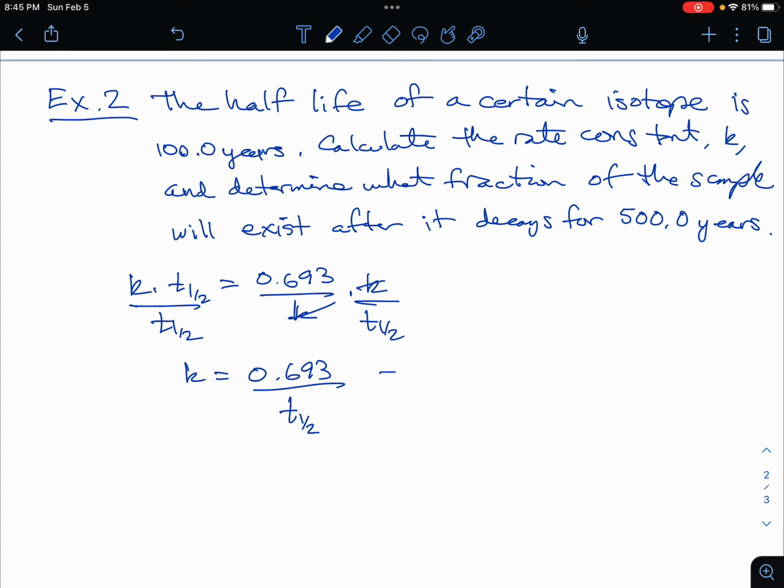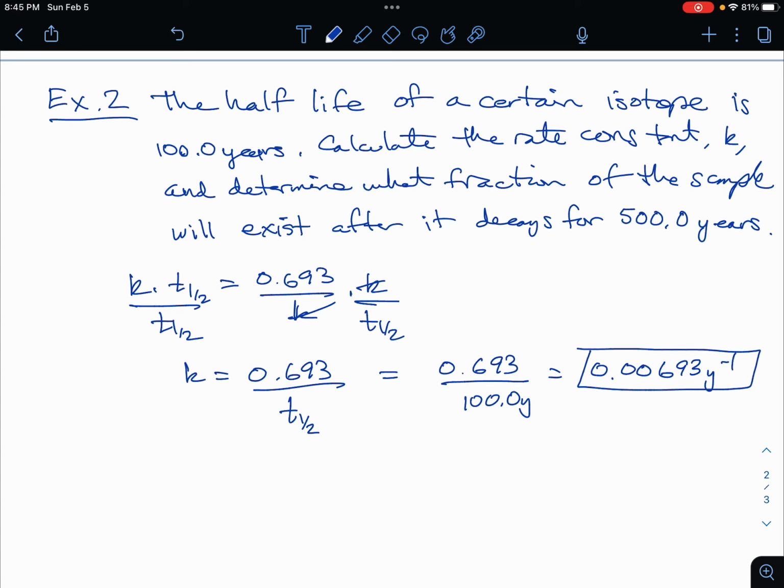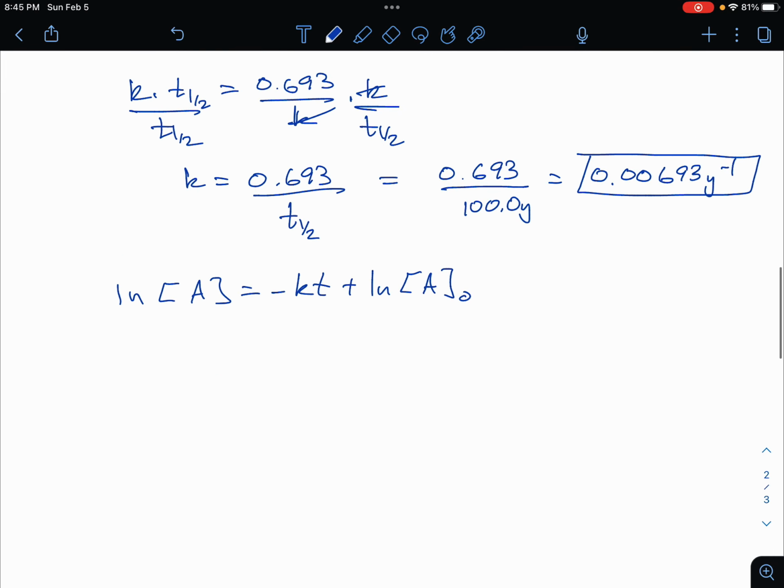Okay, so anyway, our k value here is going to be 0.693 divided by 100 years. So 0.693 divided by 100 is going to be, just move the decimal place twice, 0.00693 inverse years. All right, so that's our k value. And then we're asked to determine the fraction of the sample that will exist after it decays for 500 years. So you're going to break out the first order integrated rate law. And actually, there's two ways to solve this, but I'll show you the second one here in a moment. So we're going to do this the mathy way first.